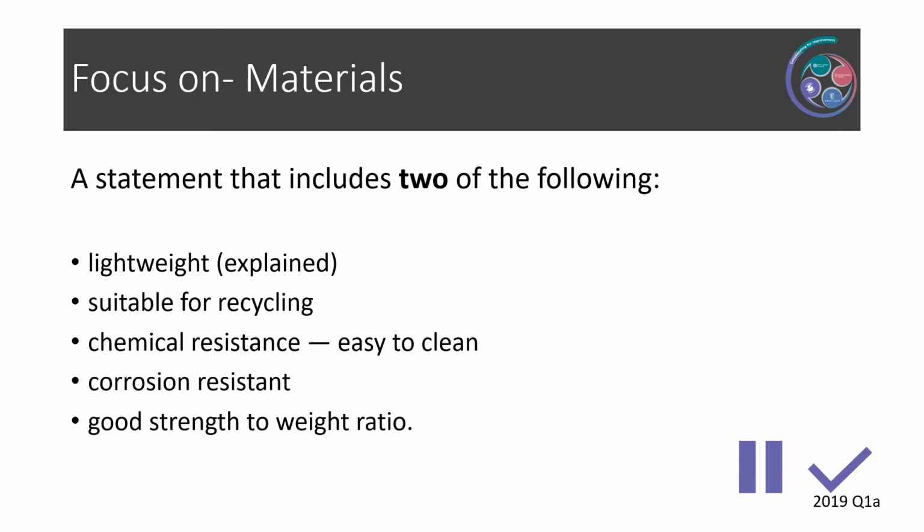Let's look at the marking instructions. To get 2 marks, you must have said 2 of the following things about aluminium. That it is lightweight. This means that it's easy to move around, doesn't add extra weight, something like that. It is suitable for recycling. It has good chemical resistance, making it easy to clean. It is corrosion resistant, i.e. it won't rust or degrade. And again, it has good strength to weight ratio with an explanation. Pause the video now and mark your answer.